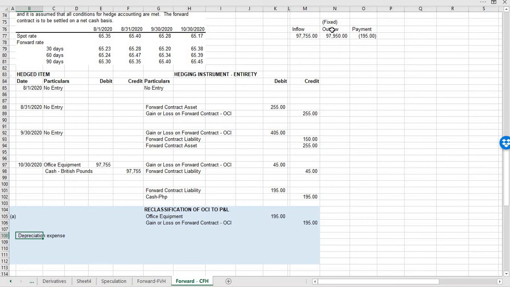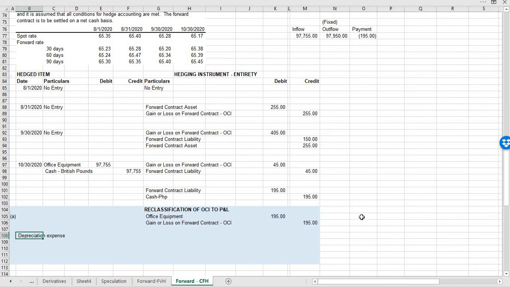97,950. So, naka-fix na yung ating office equipment sa 97,950. So, mas tumaas siya compared doon sa amount na binili natin, yung initial cost. Kasi nga, unfavorable yung ating forward contract. So, instead na makatipid tayo, napamahal pa tayo.